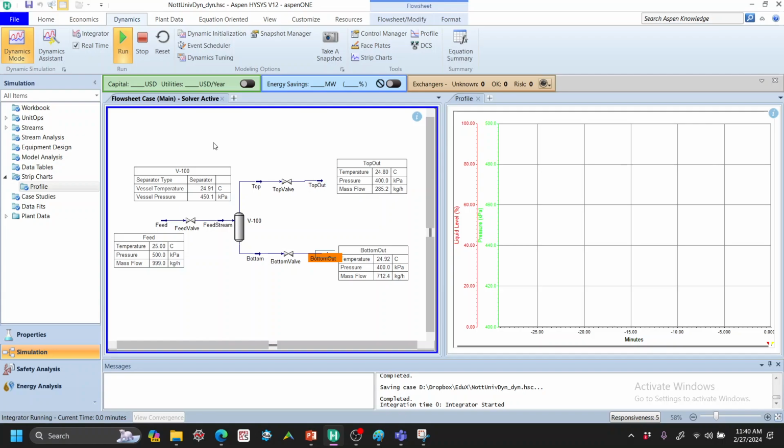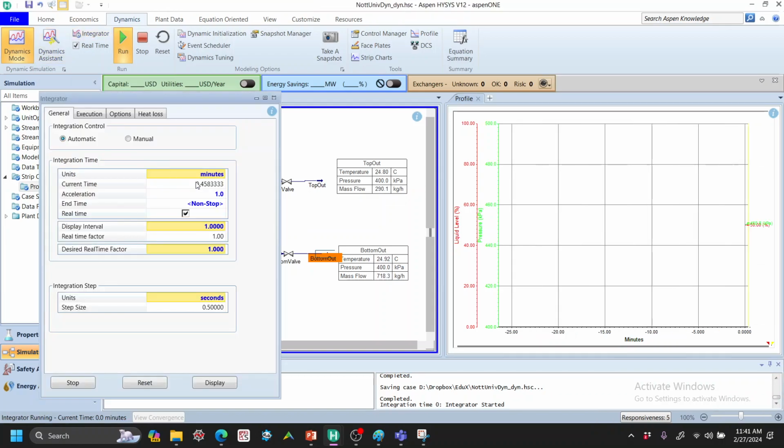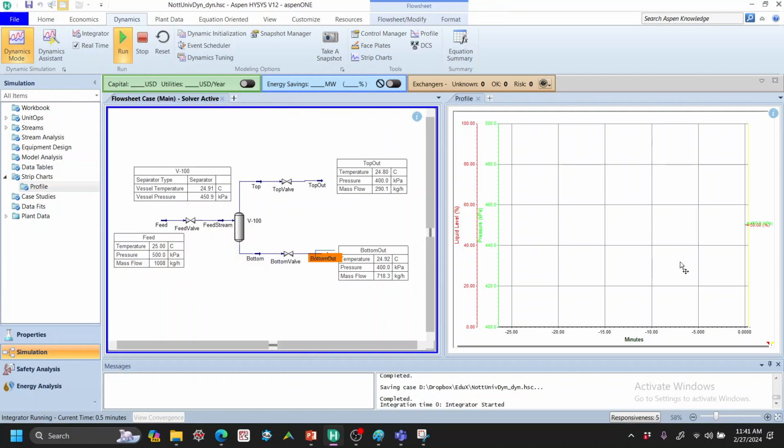Integrator started. It's not running yet on my laptop. Oh, I have to wait. Oh, it's running basically, but because we put it on real time, our seconds are this guy's seconds. So very good. You can see the pressure is about 450 kPa.